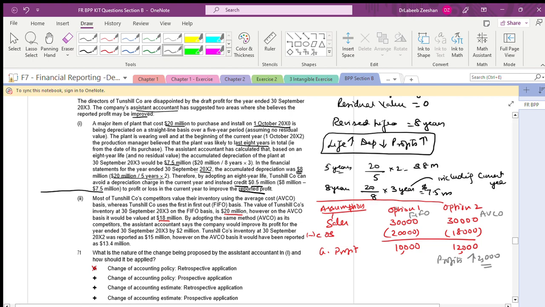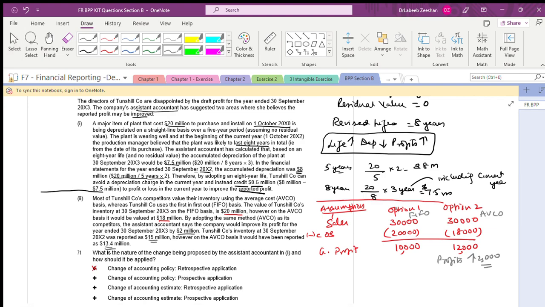The assistant accountant said that the company will improve the profits by the year end by how much? 2 million. Closing inventory on September 2000 is how much? The closing inventory is 15 million. Here the closing inventory is 13.4 million. Fine. We will cover that.